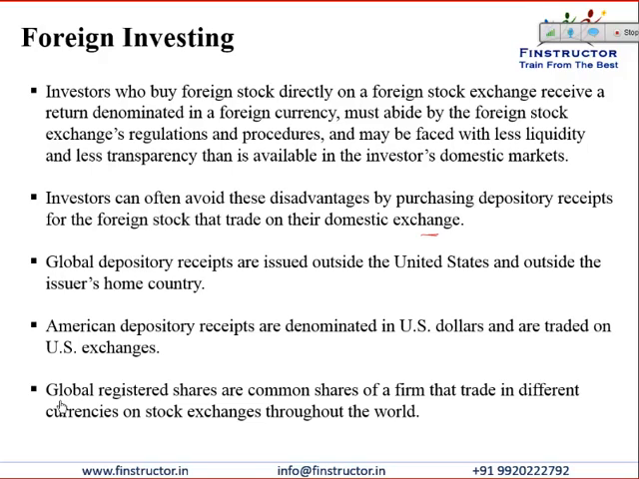And another term is global registered shares, which are again common shares of a firm that trade in different currencies on stock exchanges throughout the world. So these are globally registered shares, and these shares can trade on multiple exchanges in the world.